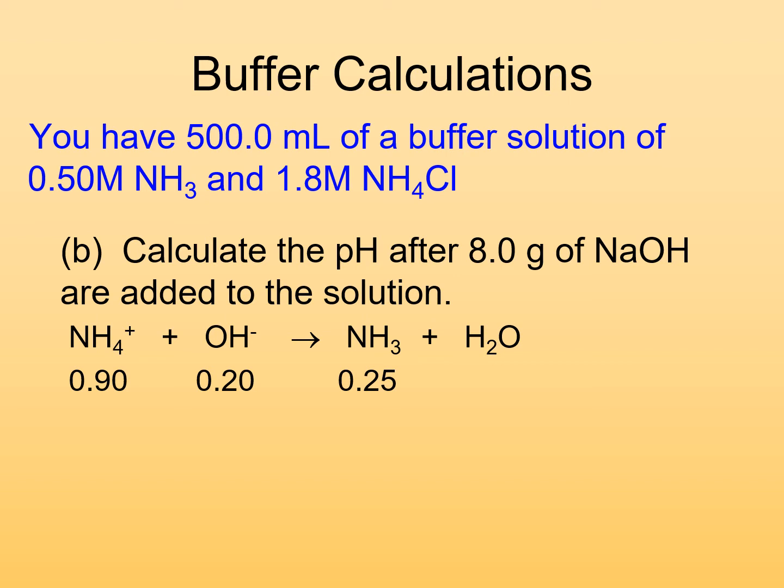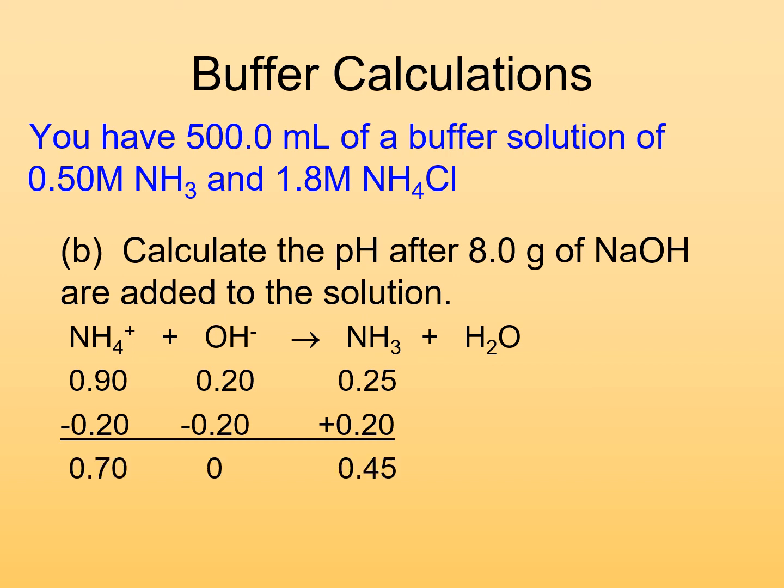Remember that we're trying to neutralize and get rid of all of this base, so we will be subtracting on our reactant side. If we subtract the 0.20 from the reactant side, add 0.20 on our product side, we have neutralized equilibrium values of, for ammonium, 0.70 moles, and ammonia 0.45 moles. And remember, since we have moles, those can go straight into the Henderson-Hasselbalch equation.